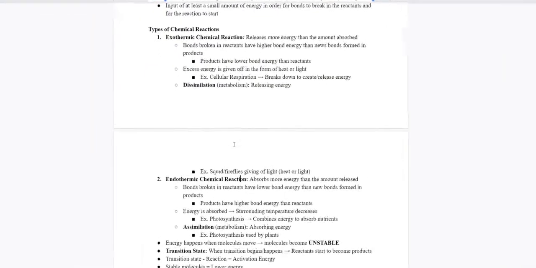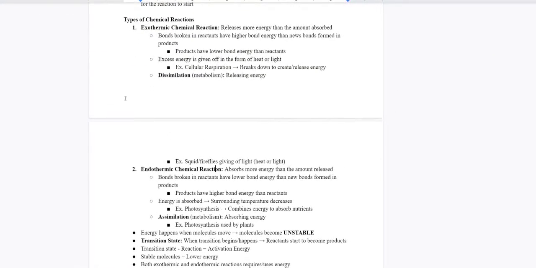Now, there are two types of chemical reactions. The first one is called an exothermic chemical reaction. For exo, you just need to look at the first part of the word. Exo means outside, and thermic is related to heat energy. So exothermic means outside. The thing about exothermic reactions is that they release energy to the outside. They release more energy than they absorb.